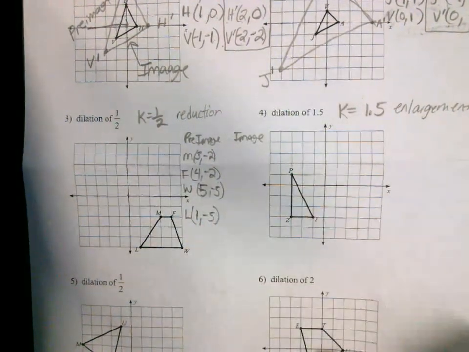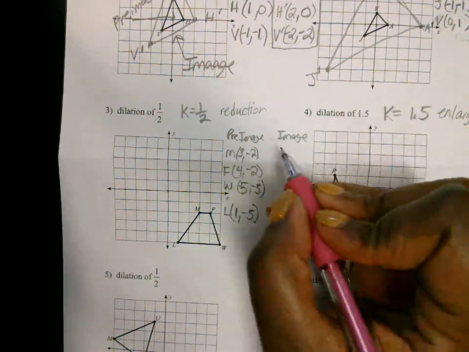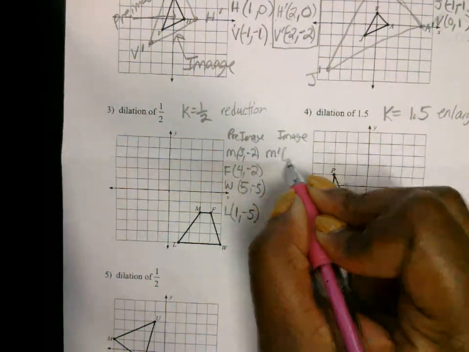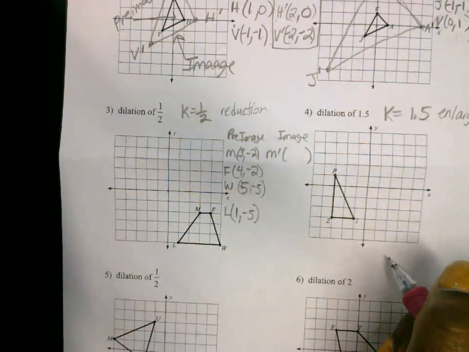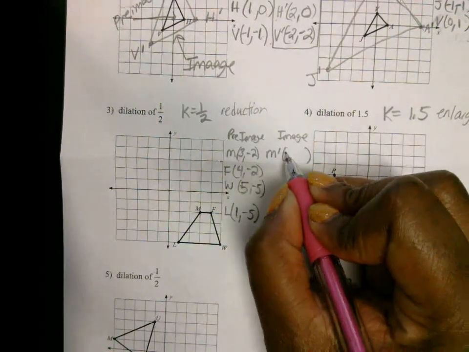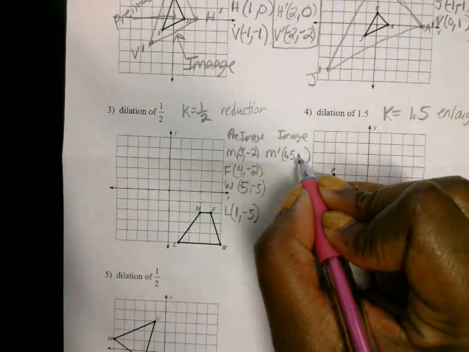All right, so now let's cut them in half. Okay, because it's going to be half the size. So we're going to divide by 2 or multiply by half. That's the same thing. So M prime, you have your calculator. What is half of 3? Cut 3 in half. What's 3 divided by 2? 1.5. What's half of negative 2? Negative 1.